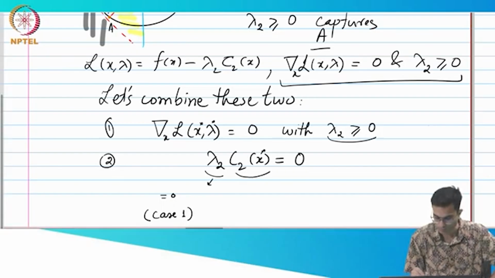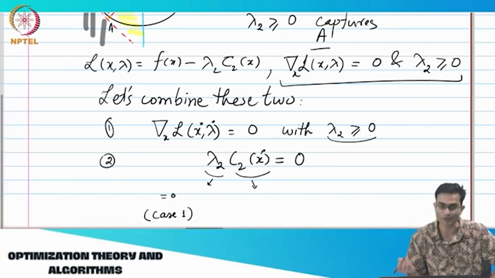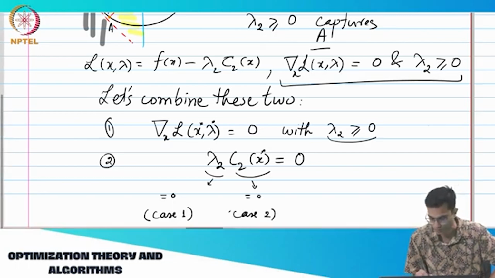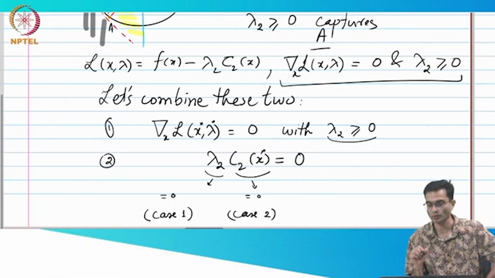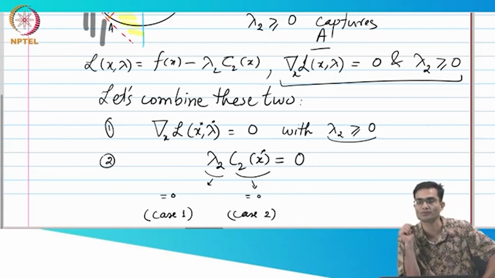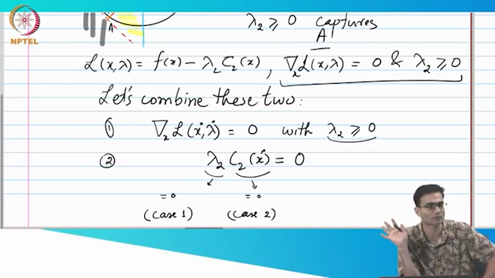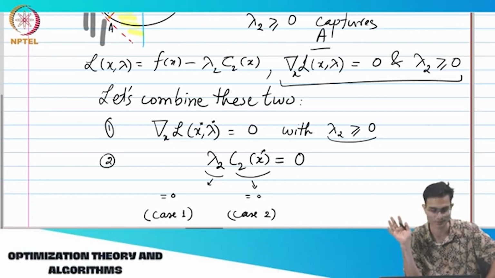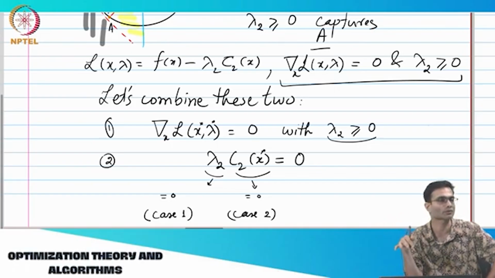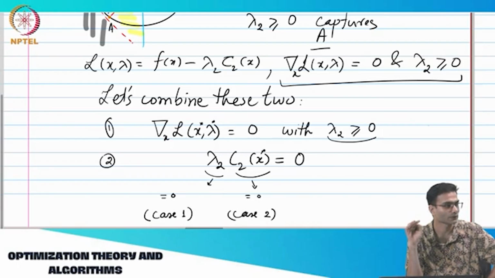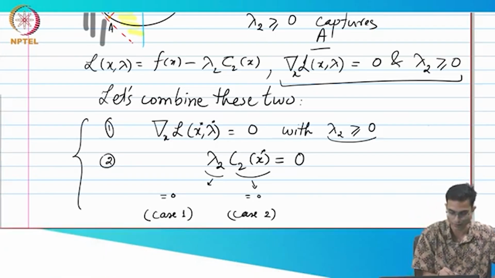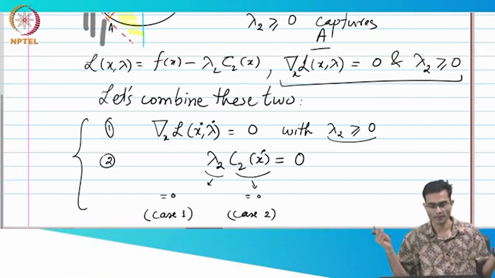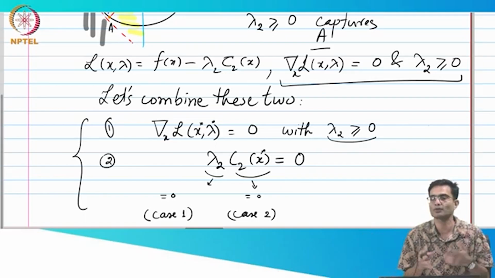What about case 2? C2 is 0 in case 2, so this is equal to 0 in case 2. That means in case 2, I don't have to force lambda 2 to be equal to 0. Lambda 2 can be some number greater than equal to 0. It is consistent because C2 equal to 0 is capturing it. So you notice this is quite clever, right? I've combined both cases. Now I don't have to talk about case 1, case 2.